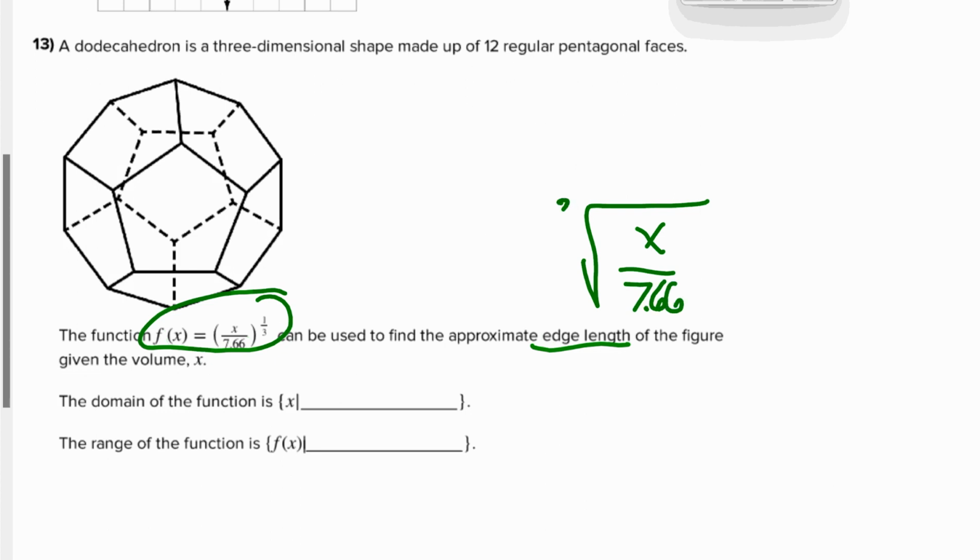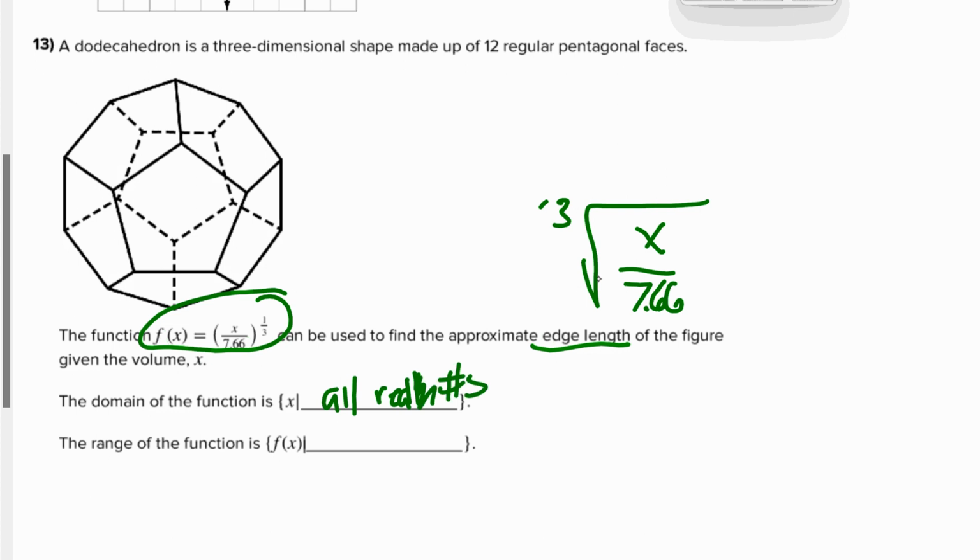And it's a 1/3, so it's a cubic, right? So what can I put in for this number? Can I put any number in here? Can I take the cube root of anything? Which I can. I can take negative or positive, so all real numbers. Real, spell real correctly, real numbers.